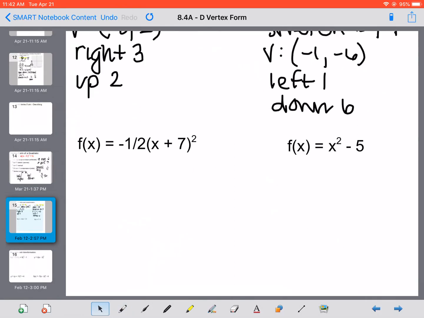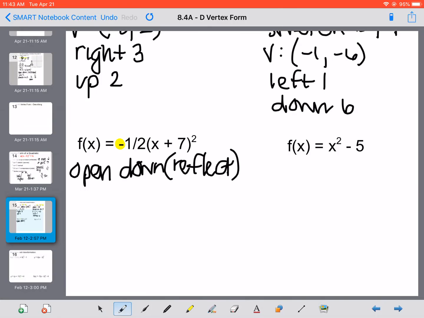Let's look at this next one here. So our first thing we see is a negative. Well, negative in the front means that I am going to open down, which remember also means that I'm reflecting. The next thing I see is 1/2. 1/2 is a smaller number over a bigger number because 1 is smaller than 2, so that means I'm going to compress by 1/2.